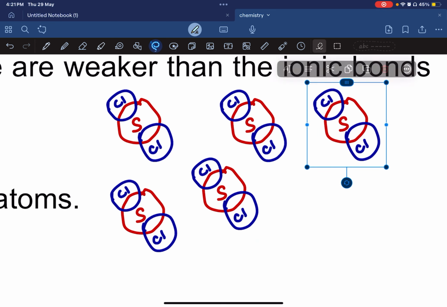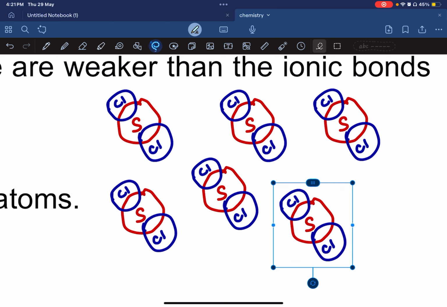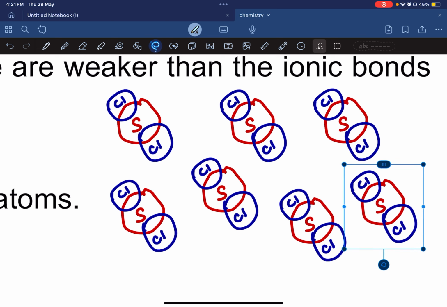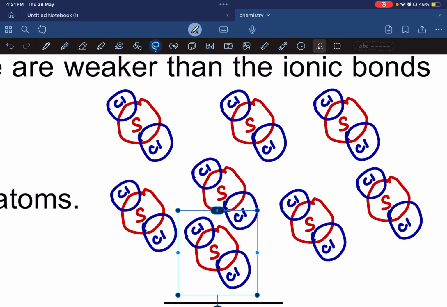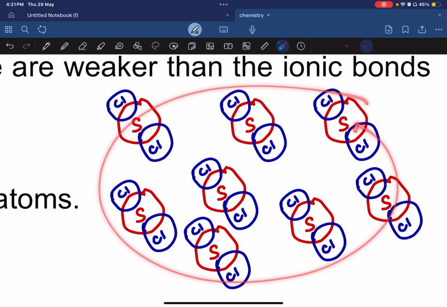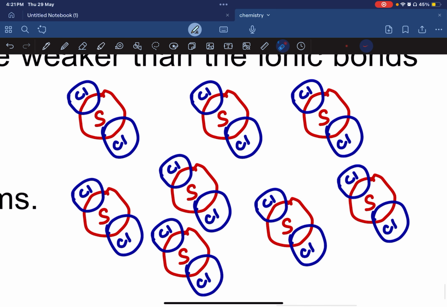So, you have a bunch of sulfur dichloride. And this is a simple molecular substance. That means it is going to have a low melting and boiling point. But why? The reason for that is very simple. You see this sample of sulfur dichloride having a bunch of sulfur dichloride molecules.